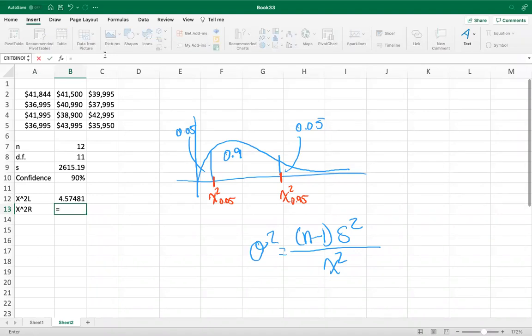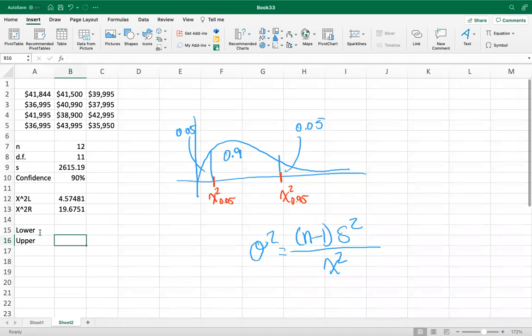Chi squared right is going to be equal to, again, chi squared inverse. We have an area, so it's going to be this one. The probability is going to be the area, 0.95. Degrees of freedom is 11, or we could just click that button. And we have those two. So now that we have that, we could get our lower bound and our upper bound. Similar to the way we would find them before, this time we're going to use these values right here to figure out what the lower bound is and what the upper bound is.